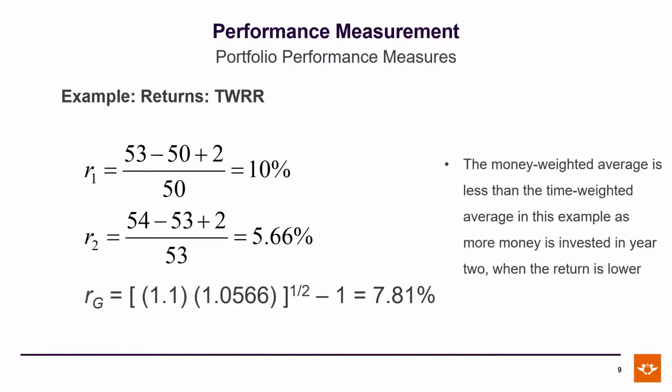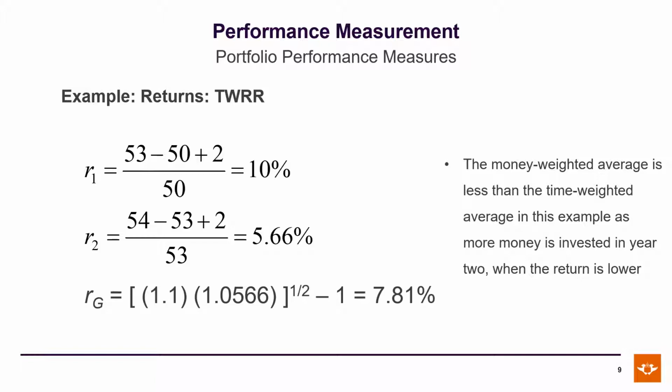In our first year, we bought a share for $50, which appreciated to $53. Over that year, we received a $2 dividend. So overall, we generated a 10% return. In year 2, we generated only a 5.66% return because our $53 share only appreciated to $54, and even though we got a $2 dividend, it wasn't all that much. So overall, we generated a 7.81% return.